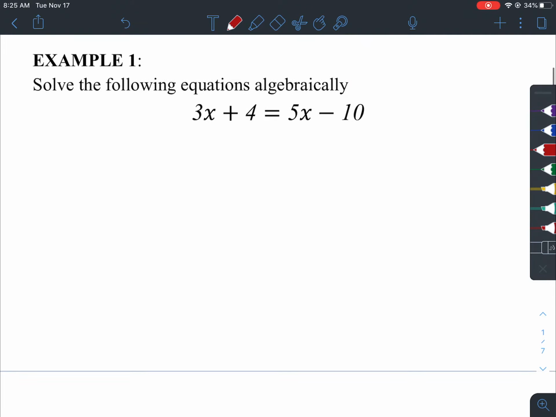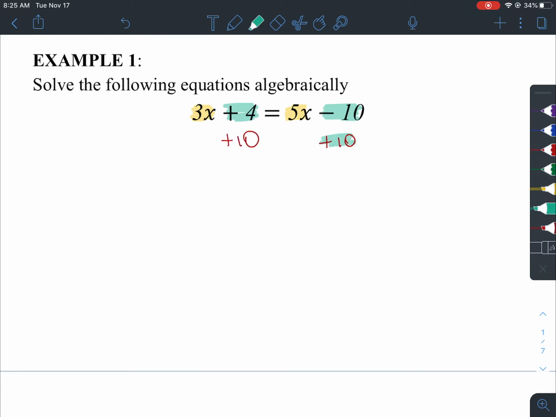All right, example 1. Again, we have our variables and our constants. Remember, the sign sticks with that number. And what we're doing is we're moving our constants to one side and our variables to the other. I actually want to move the minus 10 because I like adding instead of subtracting, so I know since it's a minus 10, I'm going to add 10 to both sides.